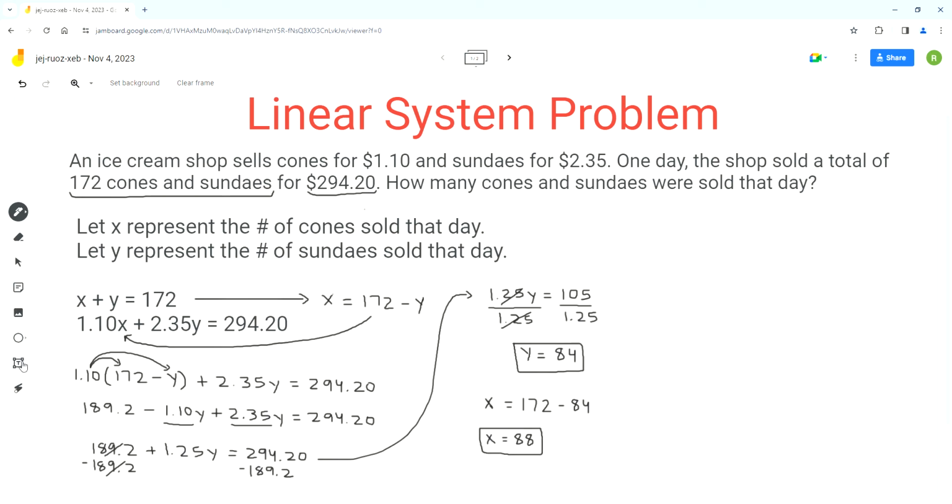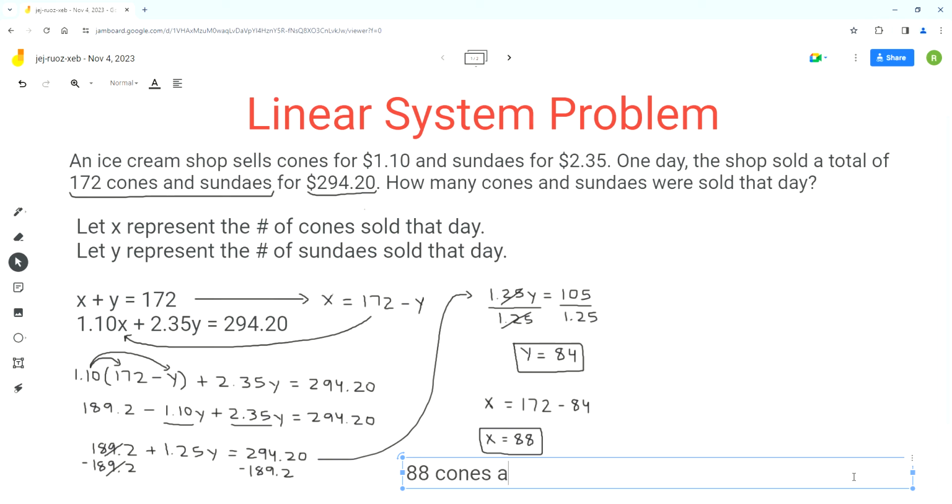Now since it's a word problem, we can write a closing statement to summarize our answer. So we can write 88 cones and 84 sundaes were sold that day.